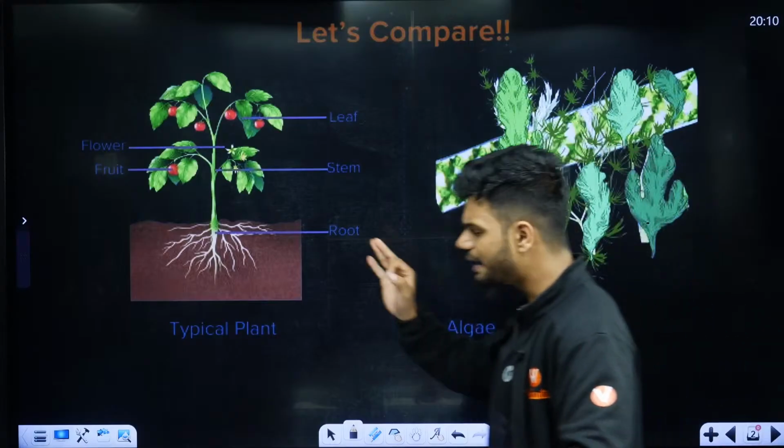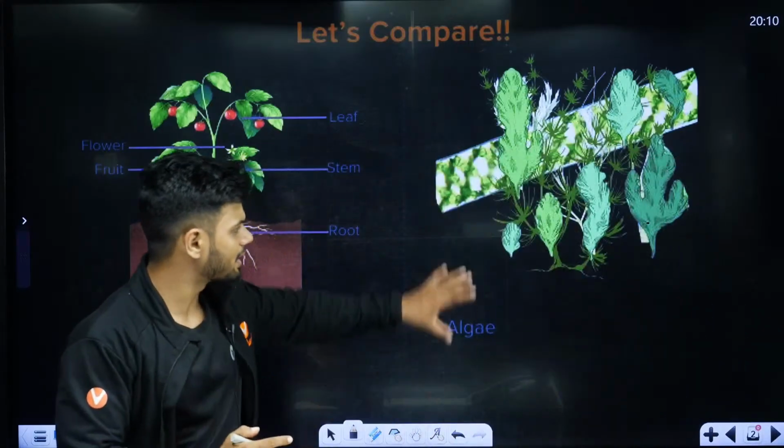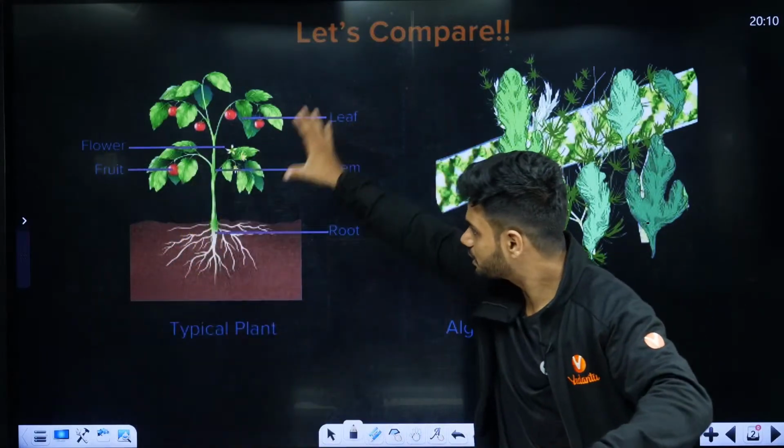Now, students, first let's understand and compare. Let's understand and compare right now. This is our algae, this is our typical plant.